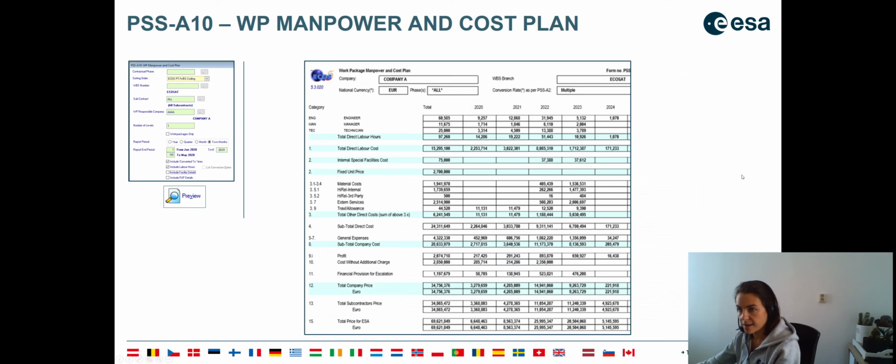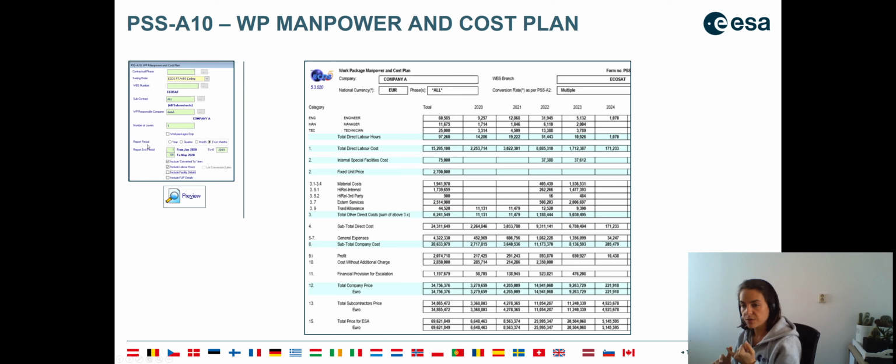The PSSA 10 will be introducing you the manpower and cost plan. So looking at the options, we can in fact choose a bit more here because we can split it per contractual phase, WBS number, subcontract and work package responsible. We can also choose how many number of levels we want to break down this cost plan. And most importantly, here we can choose the report period.